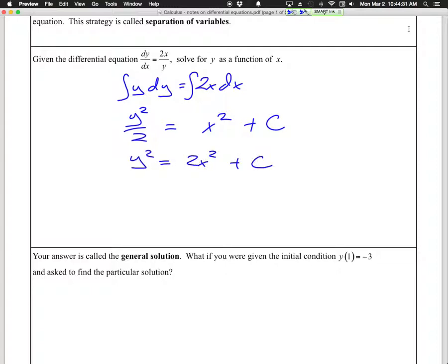But again, a constant times 2 is just another constant, so we're still going to call it a constant. We're going to find the constant later. Okay, so far we've gotten 3 points.